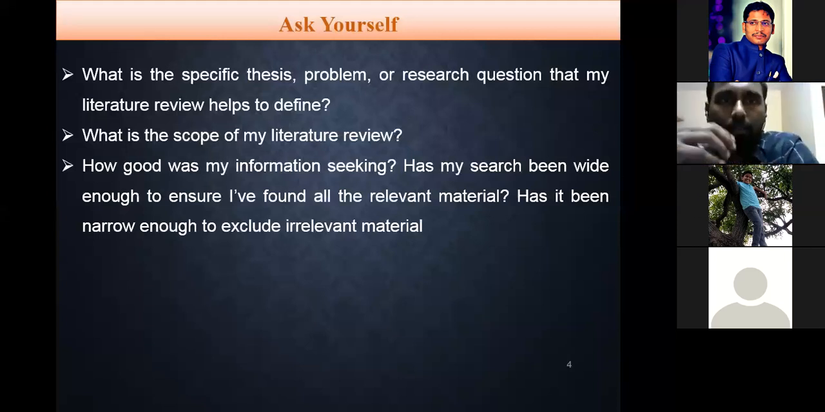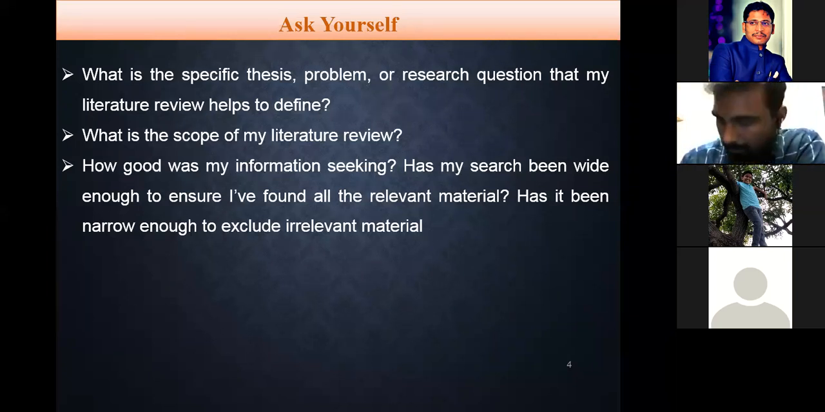So after collecting some information, literatures, we need to go through how good was my information seeking. What kind of literatures are you collecting? Has my search been wide enough to ensure that we have collected all the relevant materials? The first initial step is that we have to collect an enormous number of materials based on the scope and the specific problem. Then we have to narrow down the literatures and exclude the irrelevant materials. We will see how we are going to exclude the irrelevant materials.